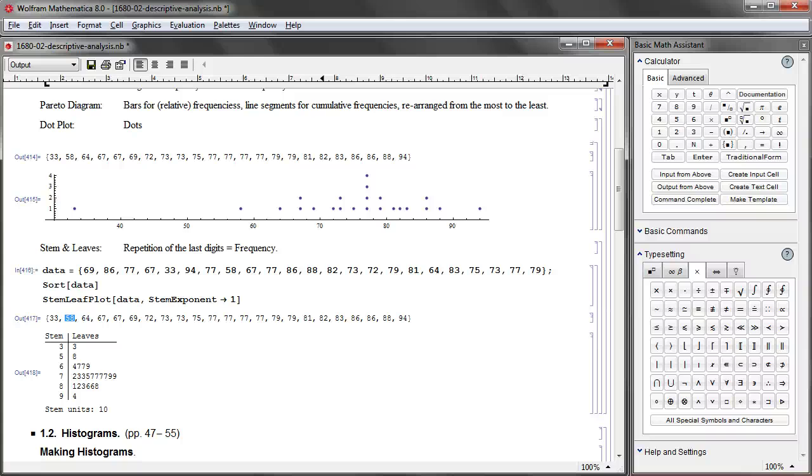And then next we have 64, 67, another 67, 69. Those correspond to the third row. We have 6 in the 10s digit because these 4 numbers all share the same 10s digit, 60s. And the 1s digits are 4, 7, another 7, and 9, and those are the leaves. You have exactly the same structure in 70s.